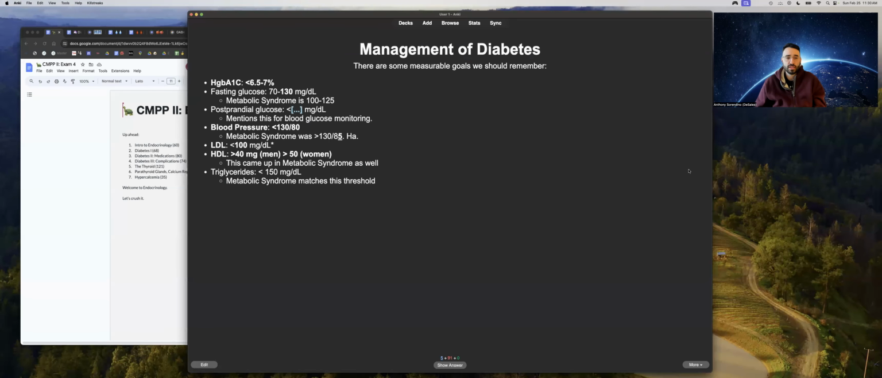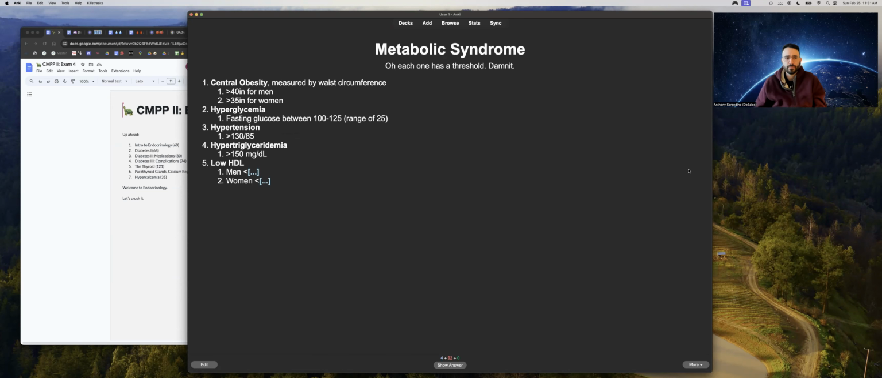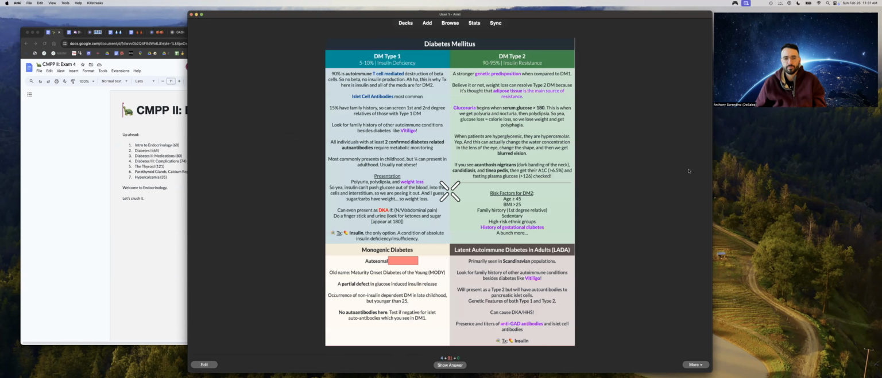Postprandial glucose less than what for management of diabetes? Bro, would it be high? 100? 180. Okay, that makes sense. Yeah, we got to give some time for insulin or whatever med we're on to work. Low HDL men and women. Men less than 40, women less than 50. So we want men to be a little bit stronger there.